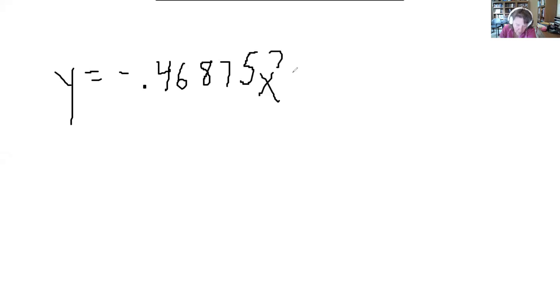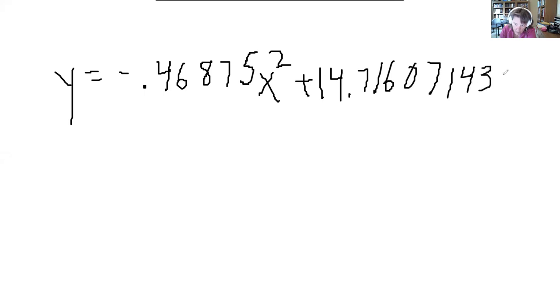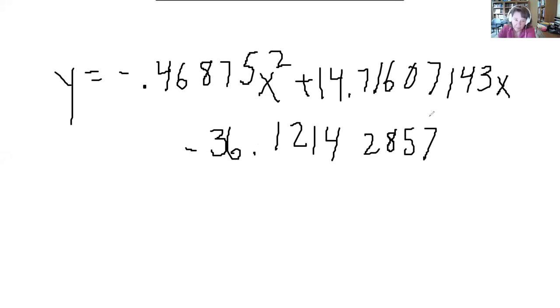Okay, I'm going to clear all this out because I don't need any more. So this is what you should have written on your paper. Y equals negative 0.46875 x squared plus 14.7 x minus 36.12, should have written smaller, so it looks something like that. Okay.